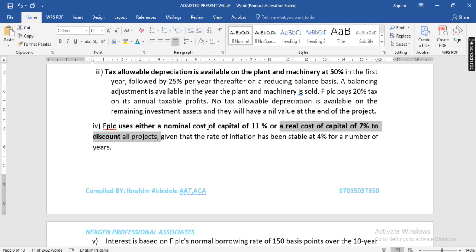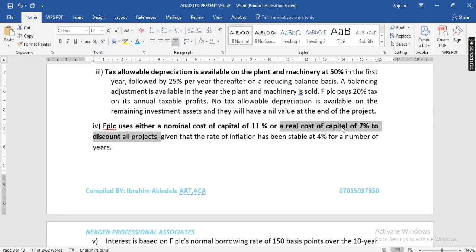However, in another way, I may decide to remove this 11% and give you just the real cost of capital of 7%. Then you will ask yourself, will you use this 7% to discount the project? No, you can't use the 7% to discount the project because you've already inflated your revenue, you've inflated your direct cost, right?